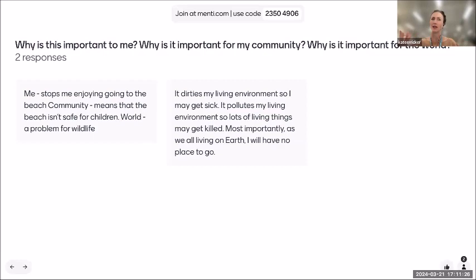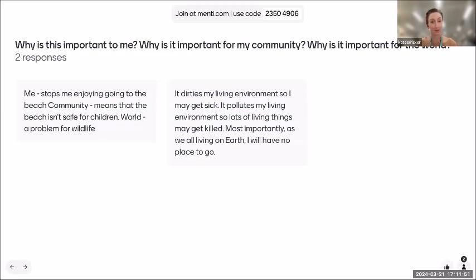So me stops me going to the beach. This is an issue because it dirties my living environment, so I get sick. But then we move out to the next step, which is my community. So it isn't safe for children, someone other than me, or it pollutes my living environment, so lots of living things may get killed. For the world, it's a problem for wildlife. And also, more importantly, as we're living on Earth, I'll have no place to go.